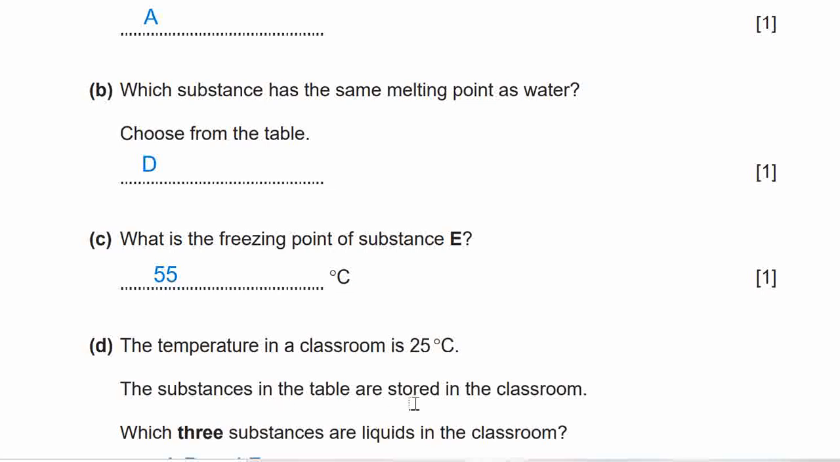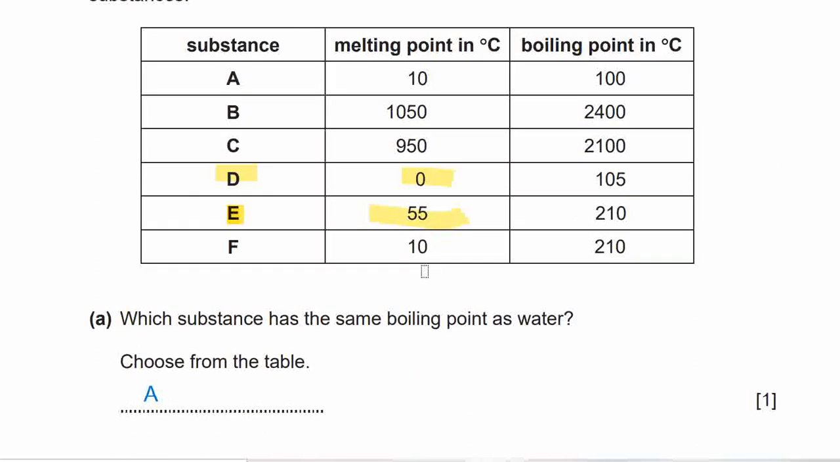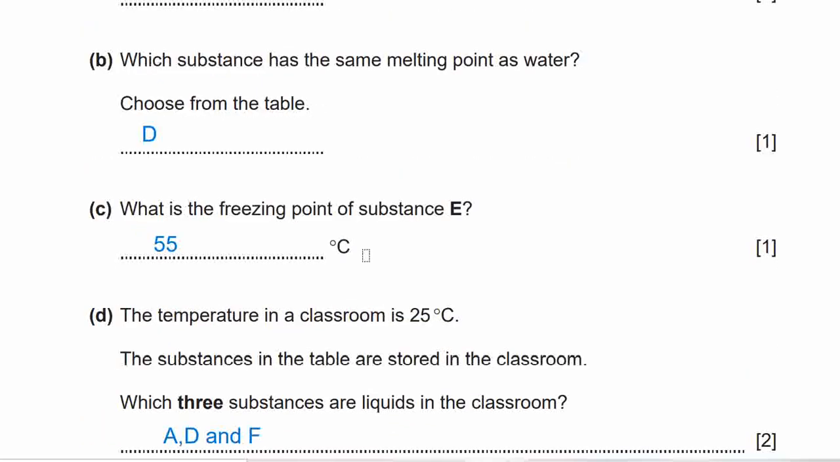And next, the temperature in the classroom is 25 degrees Celsius. The substances in the table are stored in the classroom. Which 3 substances are liquid in the classroom? The classroom is 25 degrees. Liquid means they have a melting point less than 25 degrees Celsius. Let's check the ones that have a melting point less than 25: this one, and this one. So we have A, D, and F. These are liquid at room temperature. A, D, and F will be our answer.